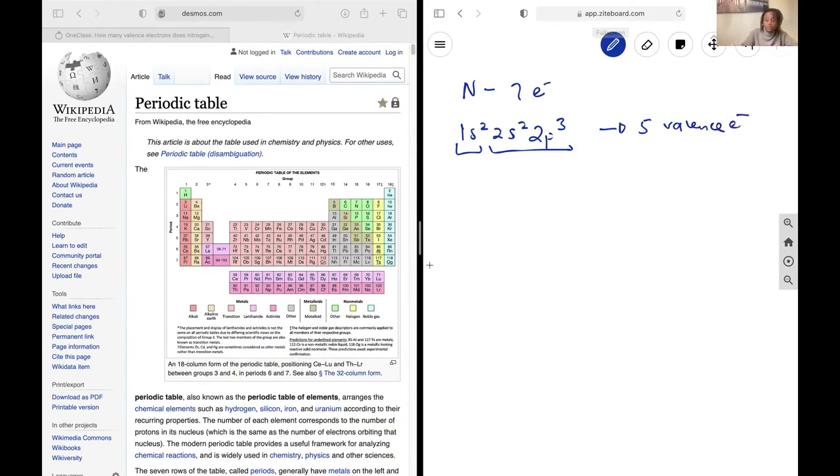And so if I was drawing the Lewis structure, I'd only show you the valence electrons, the electrons that are participating in anything going on around nitrogen, and I'll just draw out the 5. And that's it.